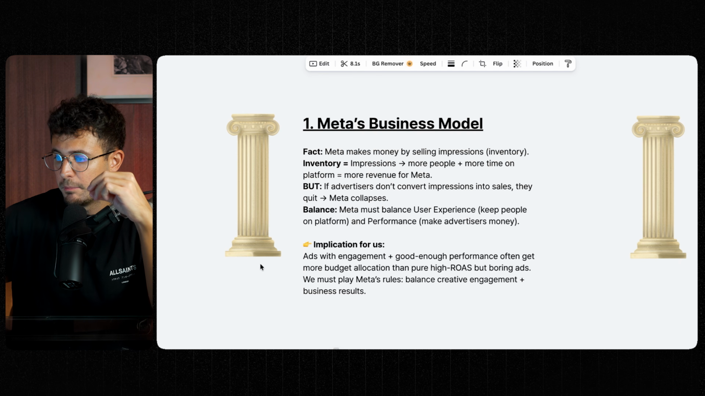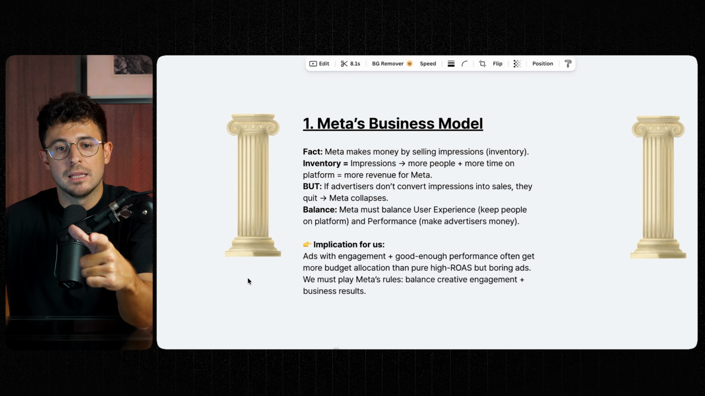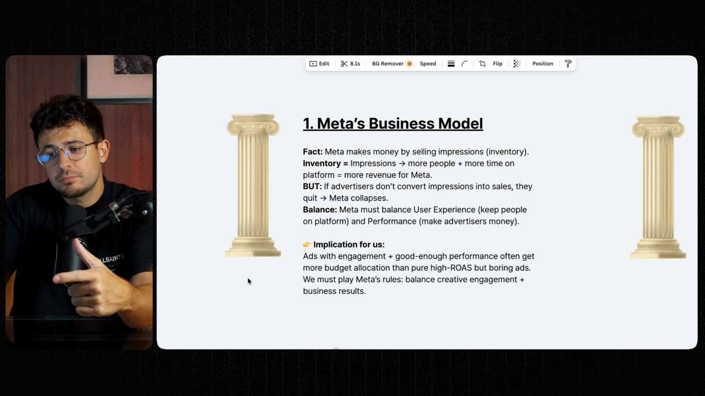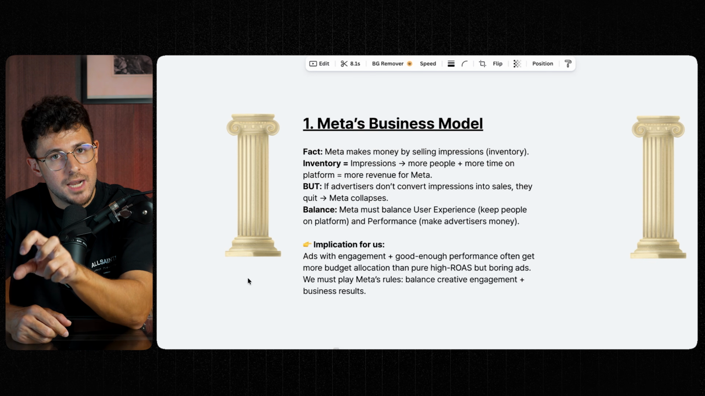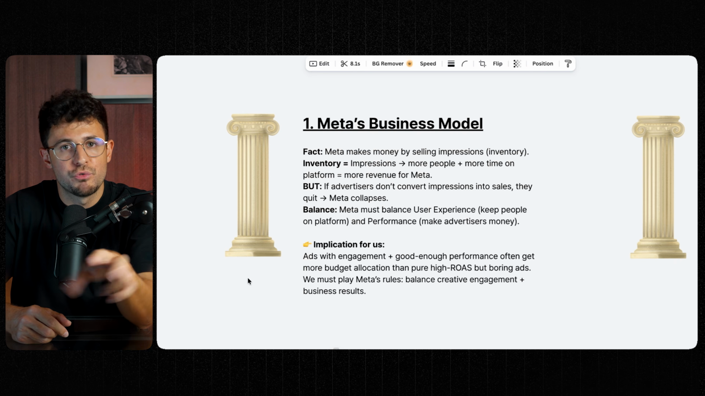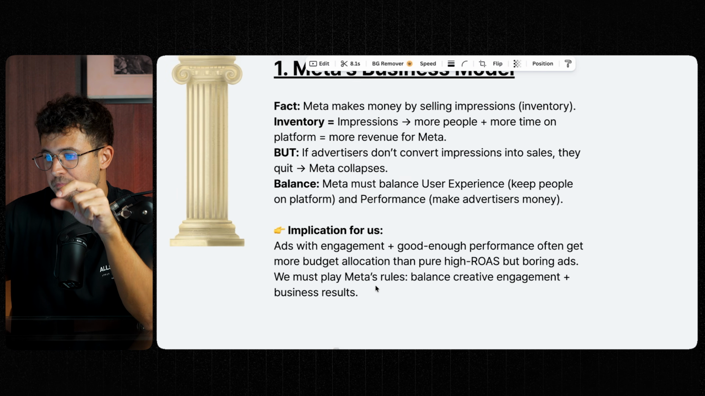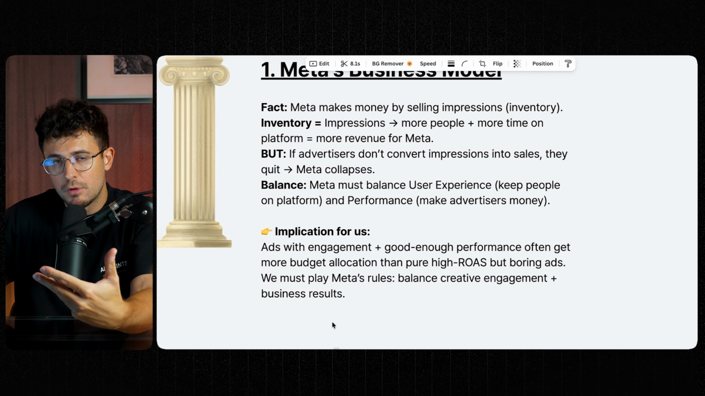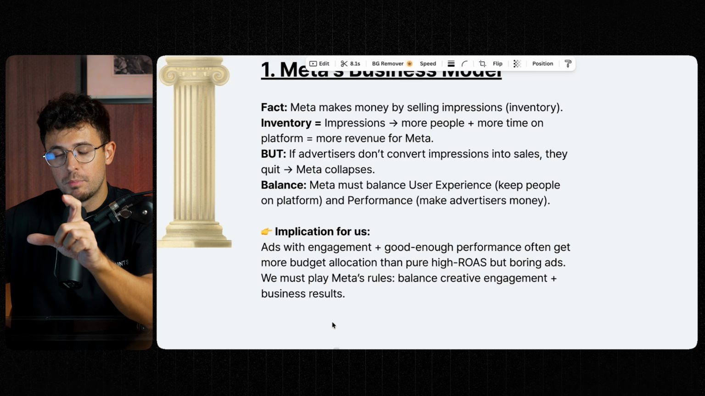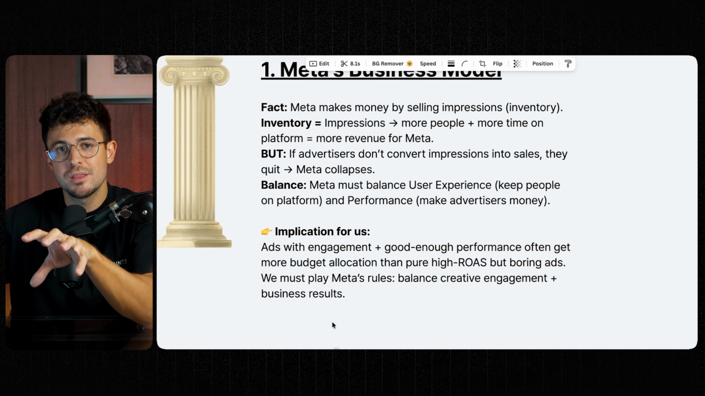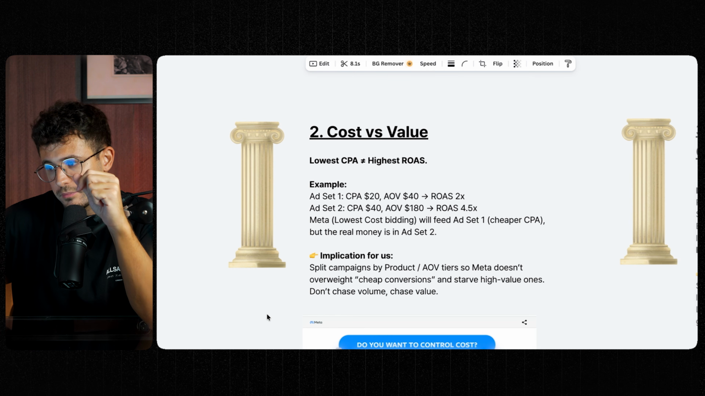Meta needs to find a balance between user experience and performance, because if Meta only shows very high performing ads, but there is no engagement on the platform, people are just going to leave. So your ads don't just need to be very selling, but they also need to be engaging for people. The reason I'm saying this is that if that doesn't happen, Meta is most likely going to spend a little bit more budget towards those creatives that get higher engagement. And this is when things get complicated, and that's why we need to find another account structure that can kind of defend us from this situation. Then cost versus value.